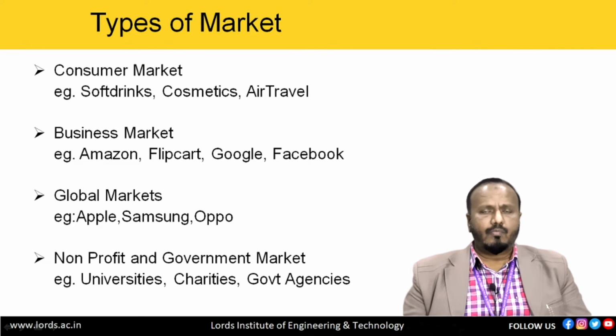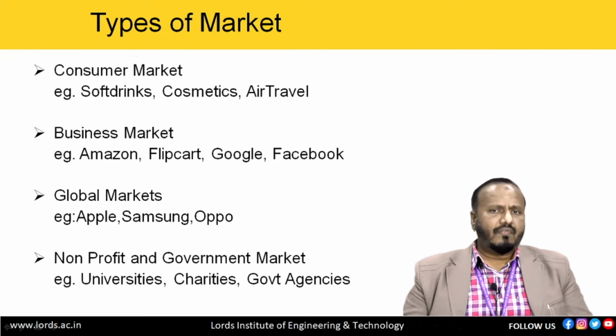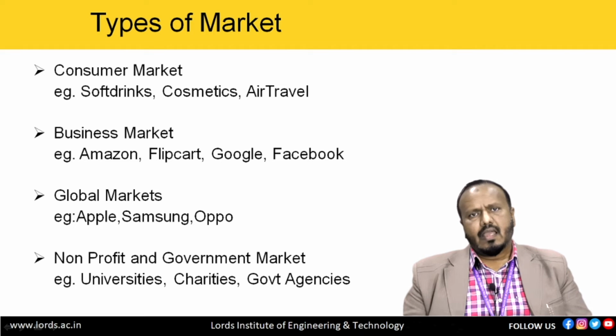Then we have global markets, where international companies like Apple, Samsung, Oppo have come into existence, and they are taking a global market into other international countries. Then we have non-profit or government organizations, where you have universities, charities, and government agencies who differentiate that market as a separate one, the government and non-profit market.